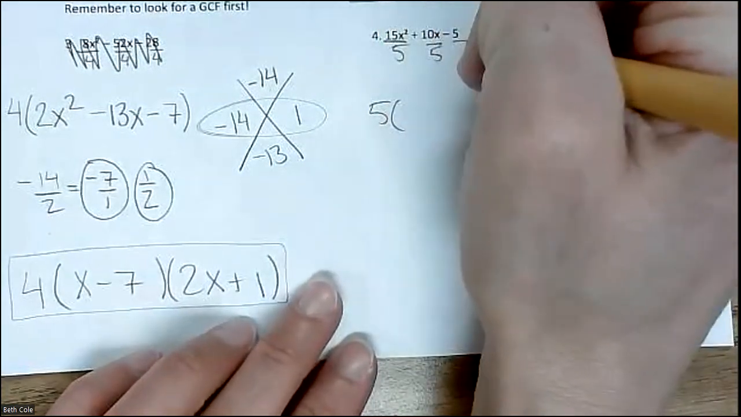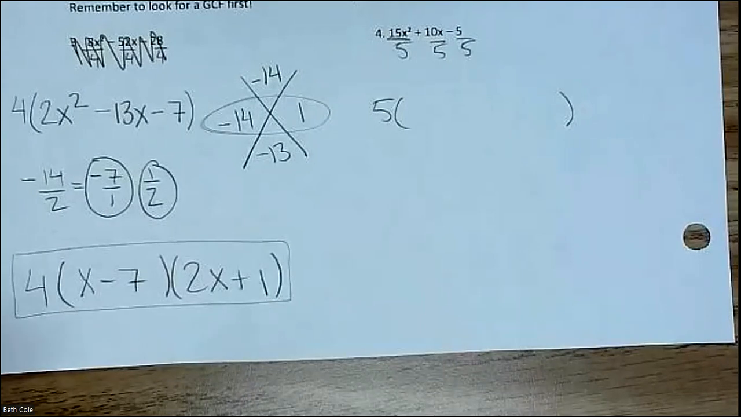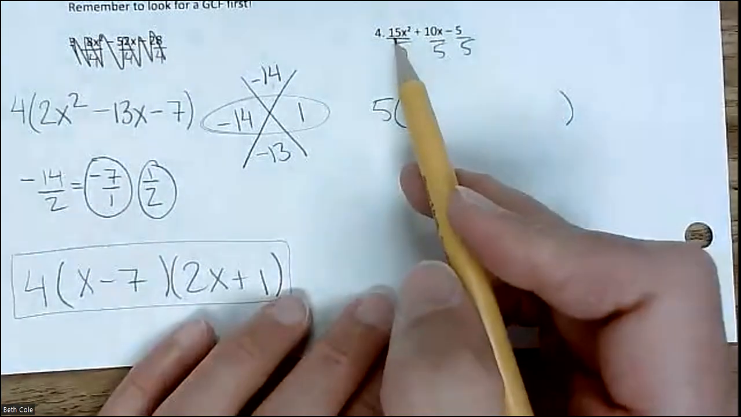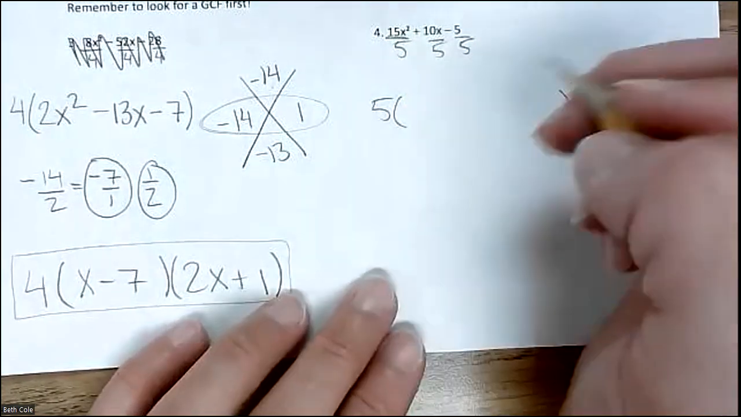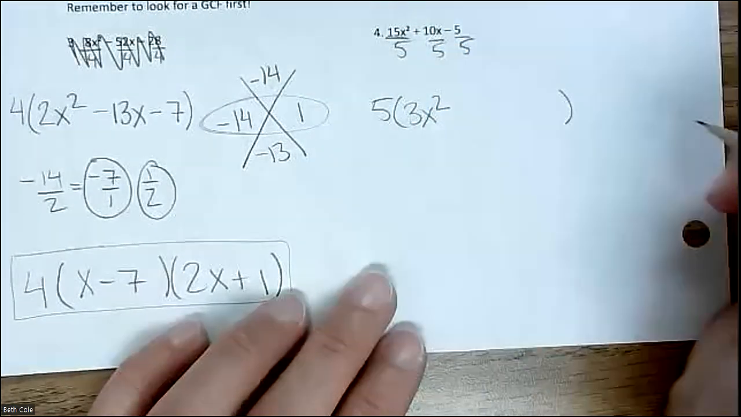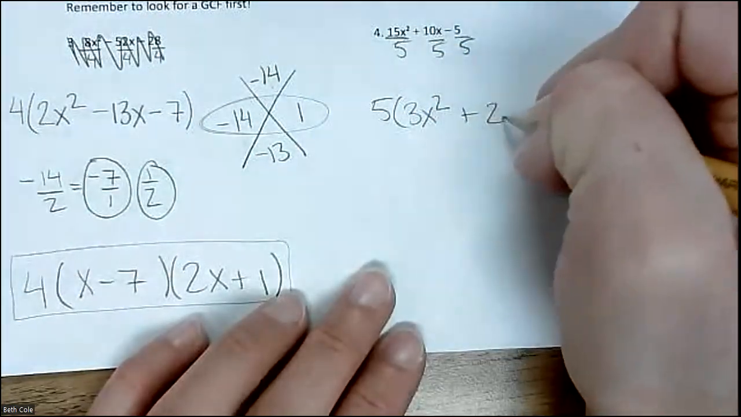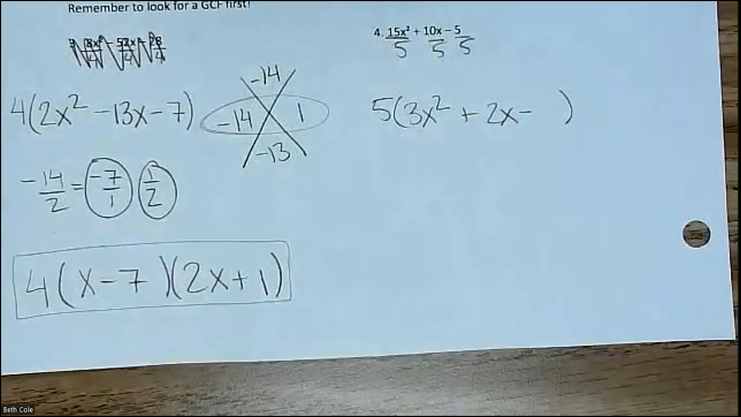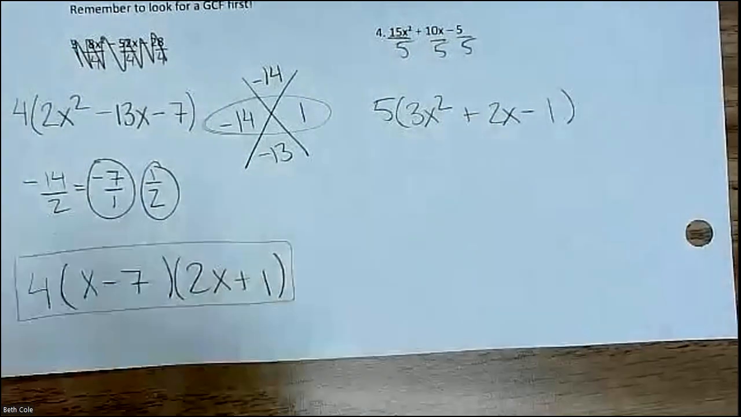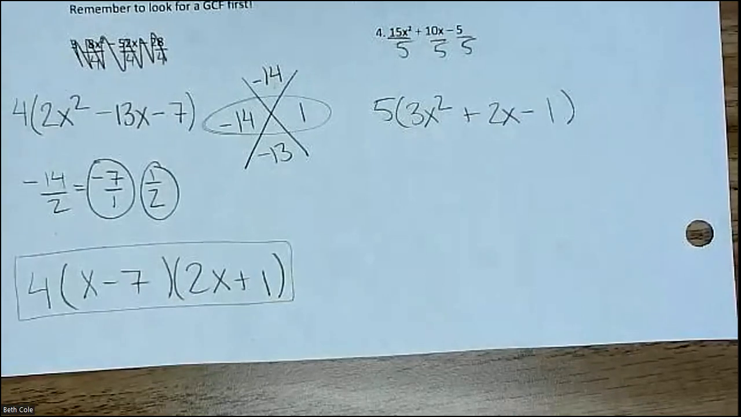All right, divide them all by 5. That's going to leave you with what? 3x squared, good, plus. Now this last part's a little tricky. There's still a number there. 1. 5 divided by 5 is 1. Anything divided by itself is 1.